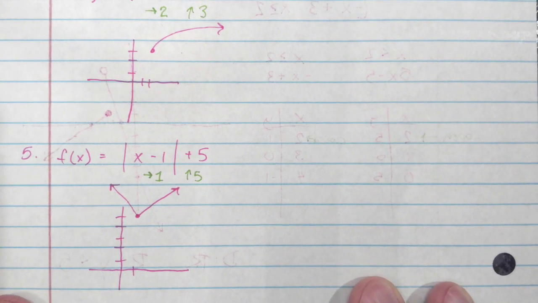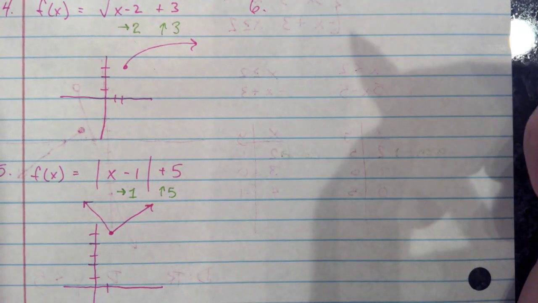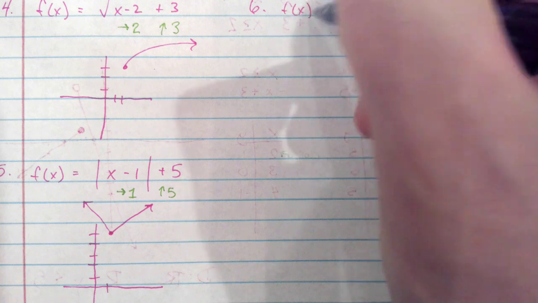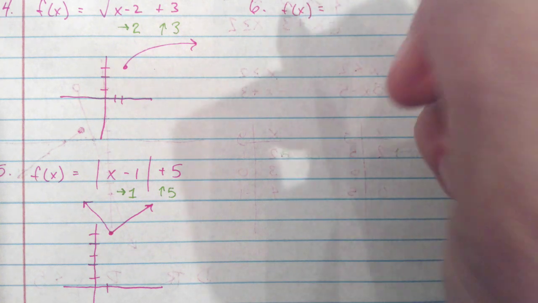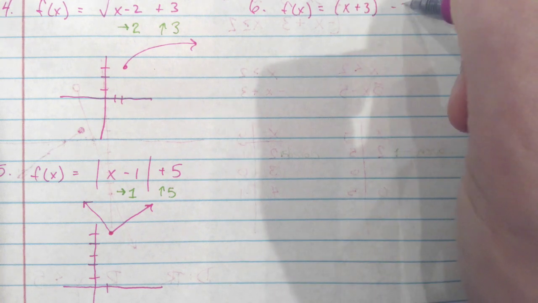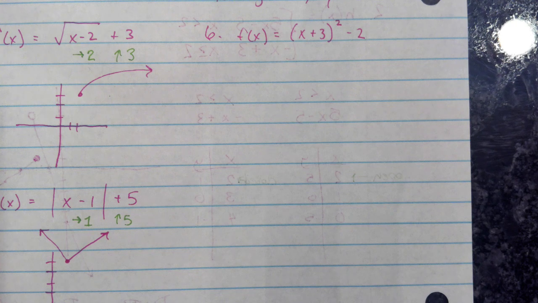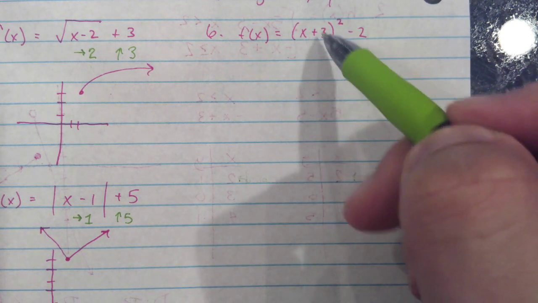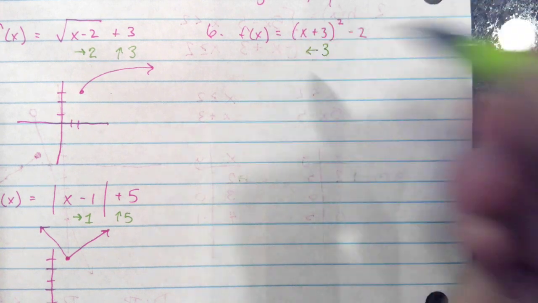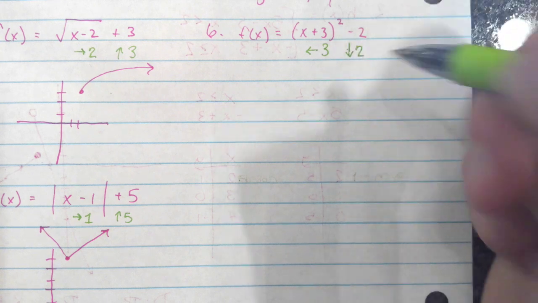I have 2 more examples of sketches for you. Number 6 is going to be f of x is x plus 3 squared minus 2. Okay. Again, 2 shifts to look at. Inside of the symbol of inclusion is left and right. It's plus 3, so that's actually going to go to the left 3. Outside is up and down. Since it's minus, it's going to go down 2.